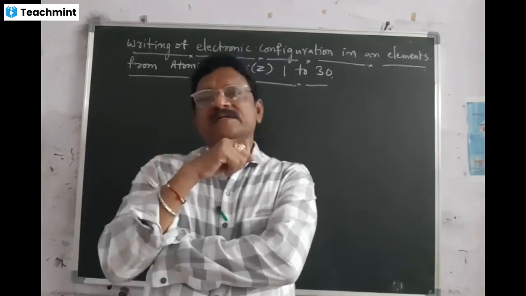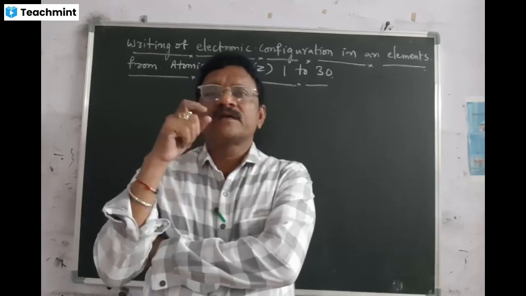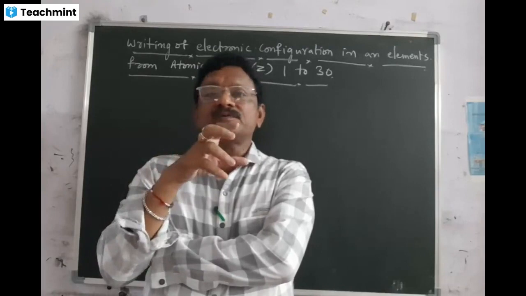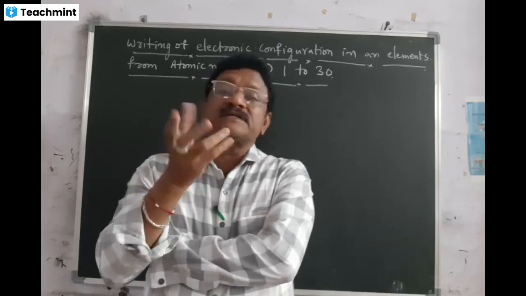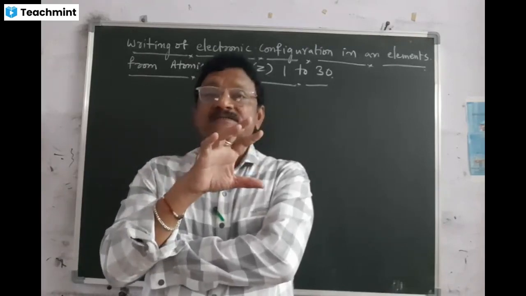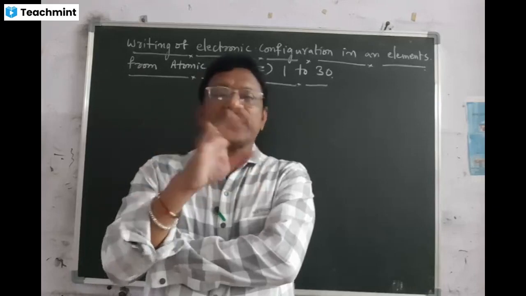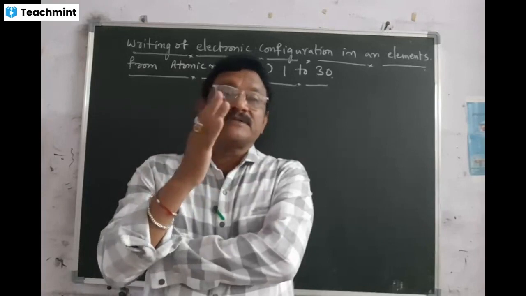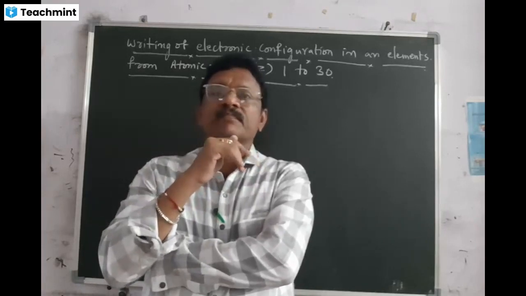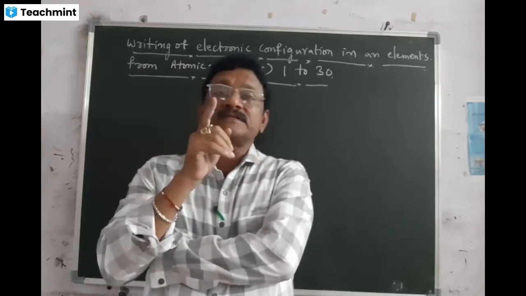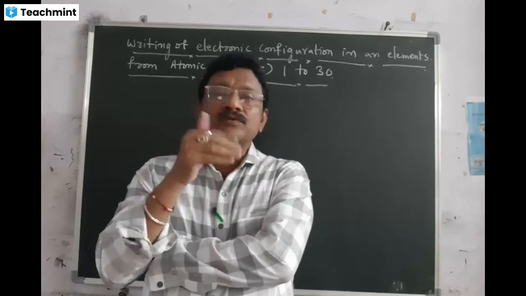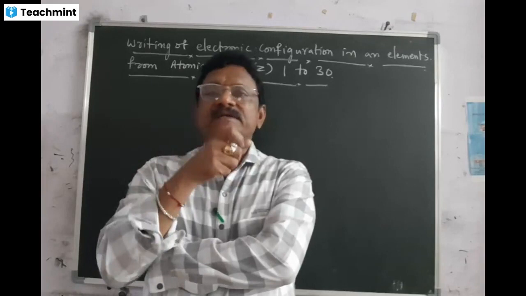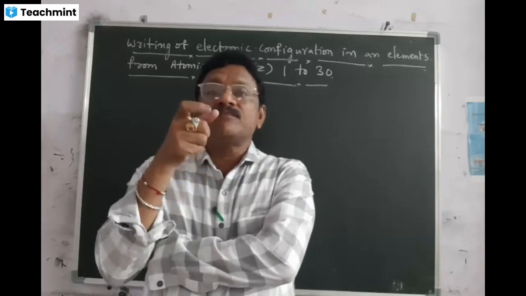So to write the electronic configuration, before that, you should have an idea about lower orbitals and higher orbitals. Which orbitals are lower, which are higher? How can you predict that a particular orbital is lower or higher energy? That will be known to us by studying the Moeller diagram.